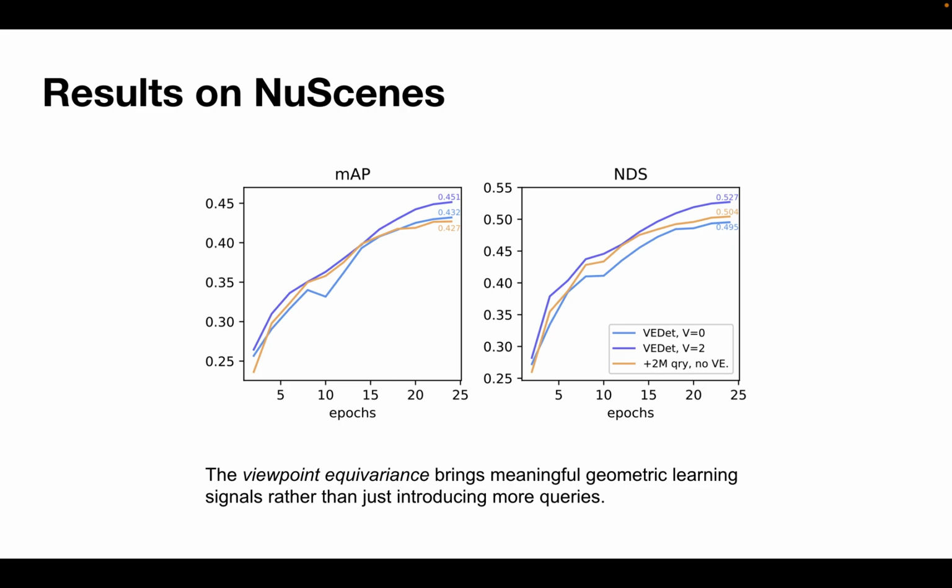We would also like to further emphasize the role of our proposed viewpoint equivariance. Here, the orange line represents adding the same amount of query points without viewpoint equivariance, while the purple line enforces this. We can see that compared to the blue baseline, simply adding more queries has limited effect, whereas our proposed viewpoint equivariance brings meaningful geometric learning signals to boost the performance.